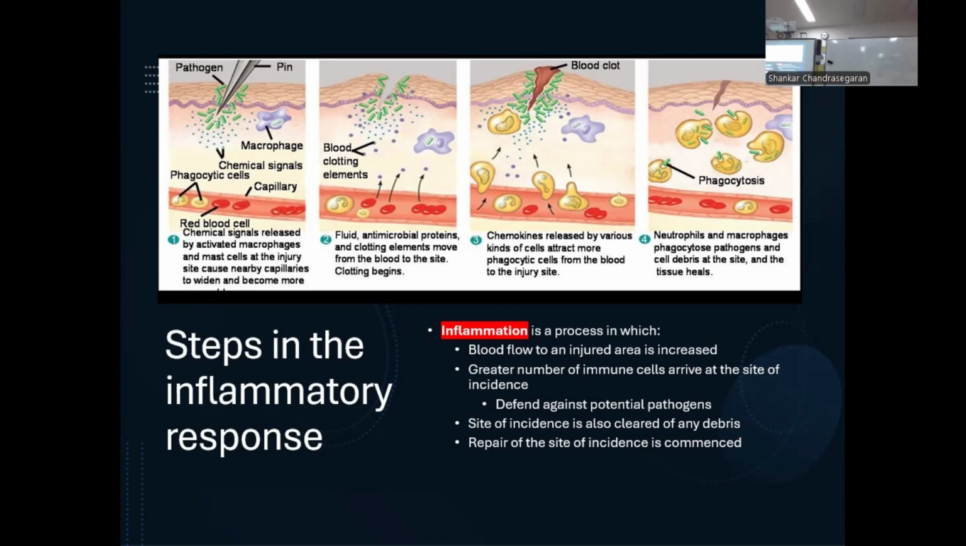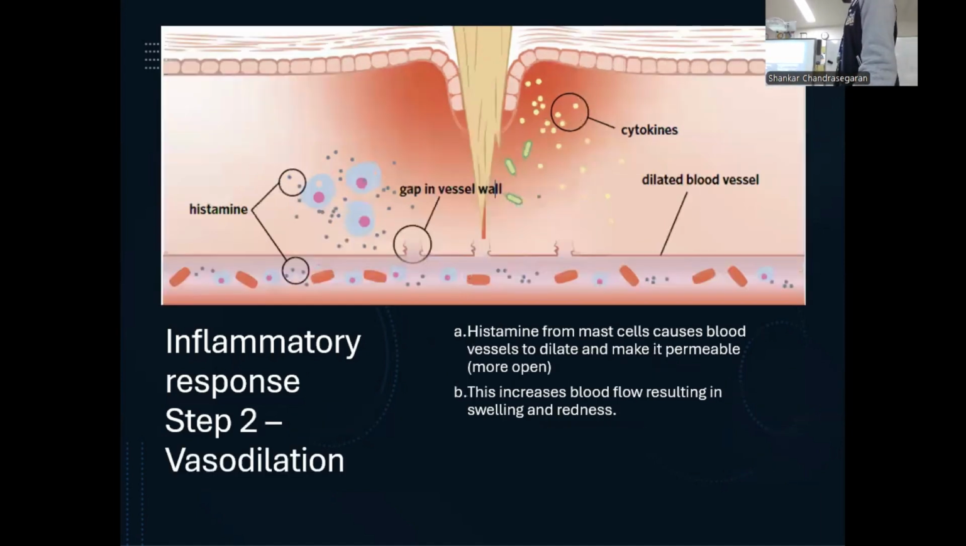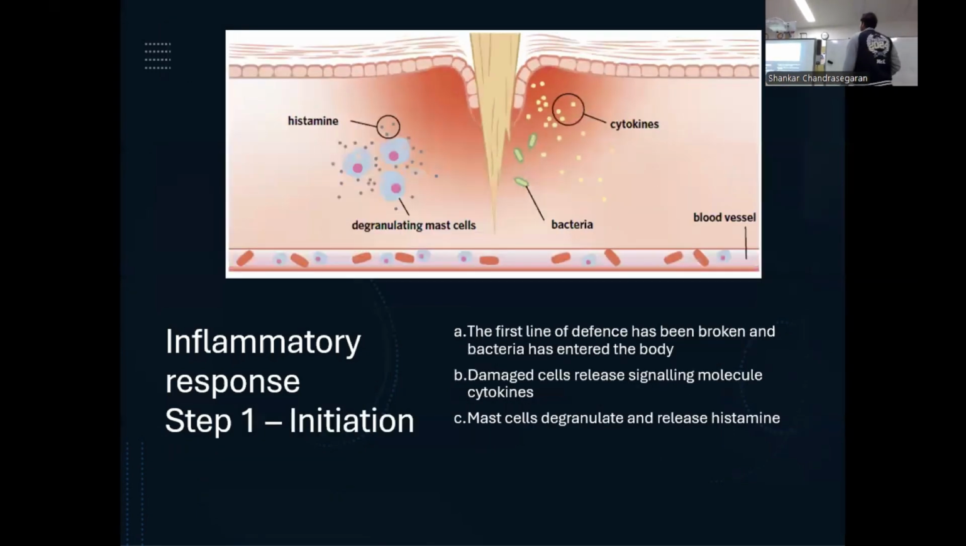They need to be cleaned out if that wound is to be shut clean, right? And then lastly is the repair of the site of incidence due to the action of platelets. So when thinking about the steps involved in the inflammatory response, there are three distinct steps. One is initiation, the second is vasodilation, and then the third is migration. Each of them is specific in what is happening, right?